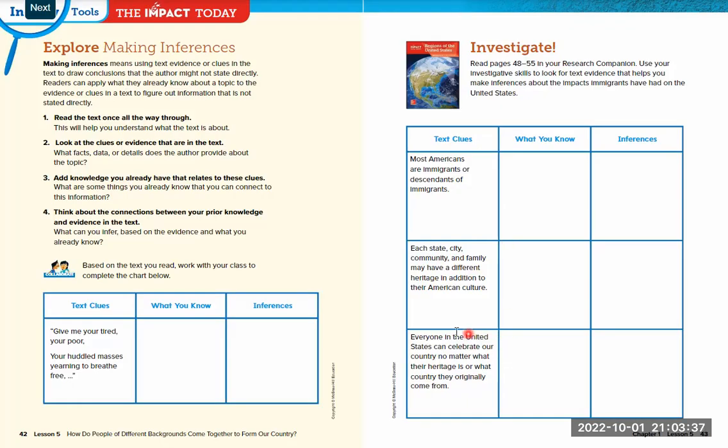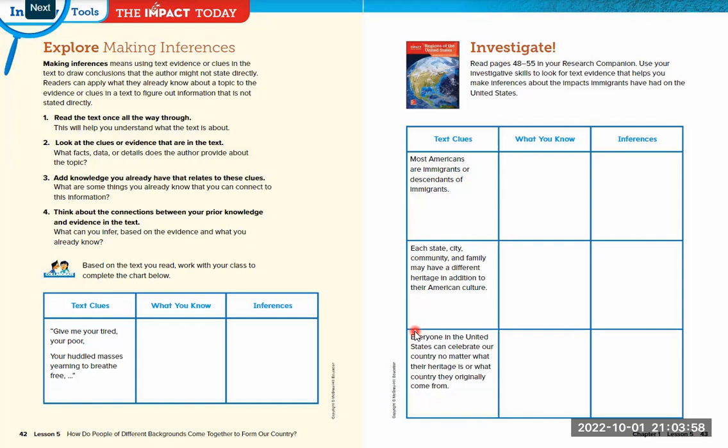For the last part, it's asking you, everyone in the United States can celebrate our country no matter what their heritage is or what country they originally come from. What do you know about how the United States used to be before it became more mixed? What do you think it was like?